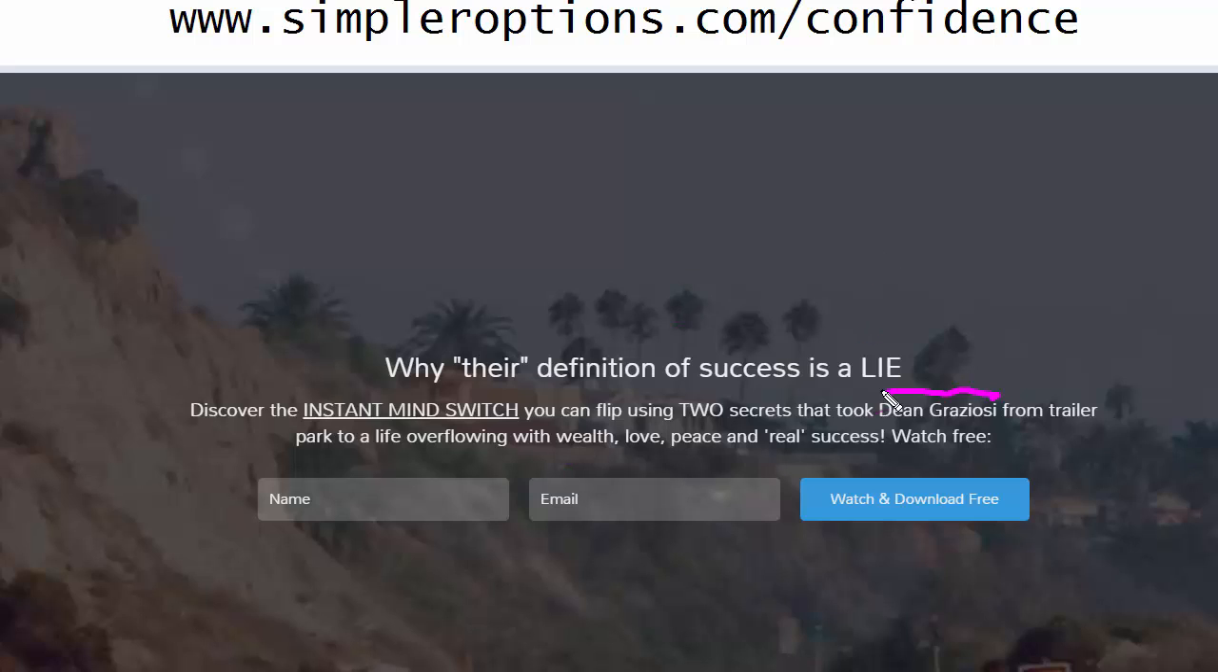But Dean's made a life change approach where he's like, look, I was able, and he owns something like 600 rental houses. I mean, it's something crazy. But he is putting together what's called the instant mind switch. His whole premise is: discover the instant mind switch that you can flip using two secrets that took Dean from trailer park to a life overflowing with wealth, love, peace, and real success. And this is the part where, I mean, he's got the wealth down, but from a personal perspective, I've seen him with his wife and kids. He puts family first. And he's got some really interesting thoughts on it.